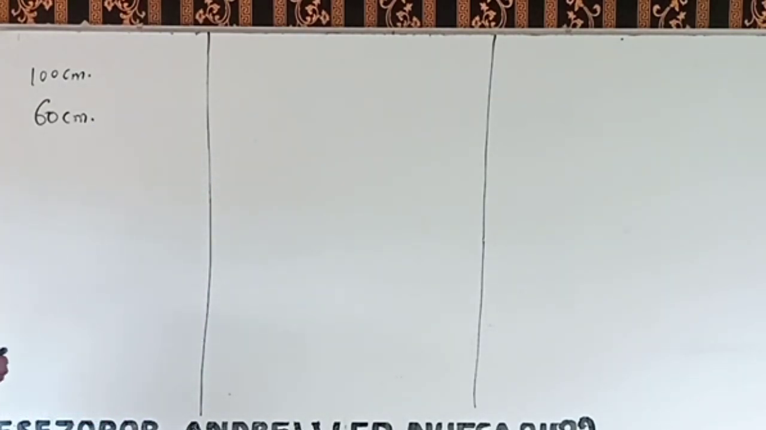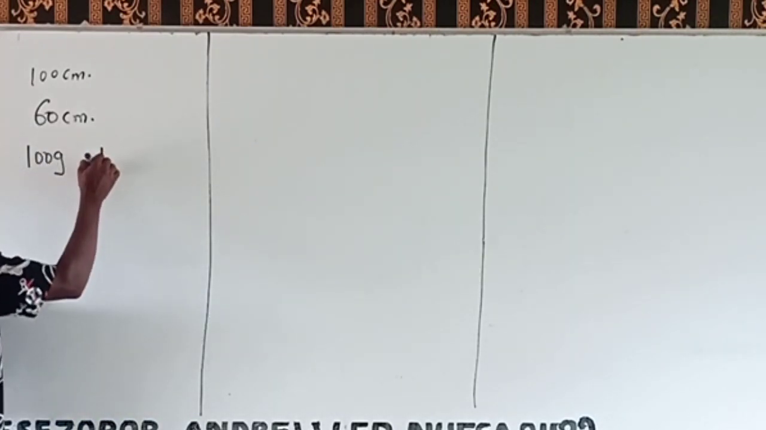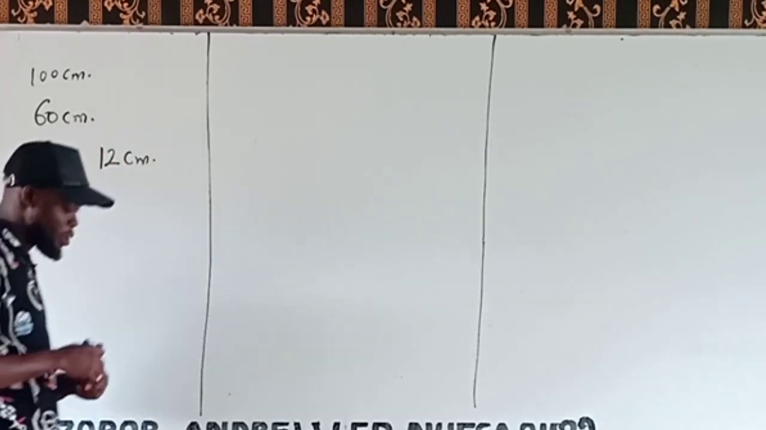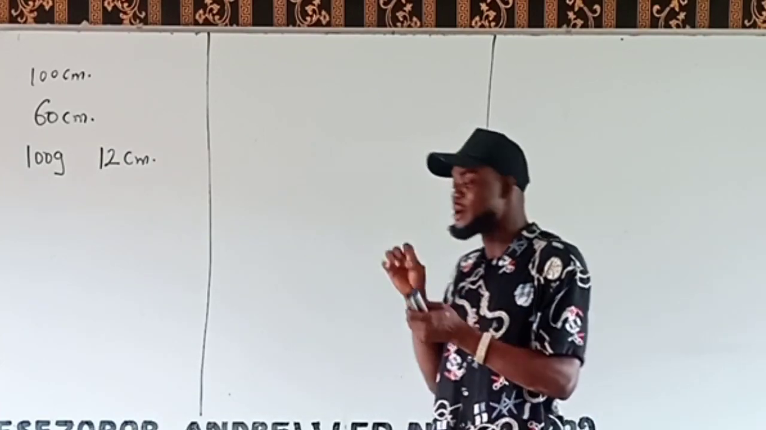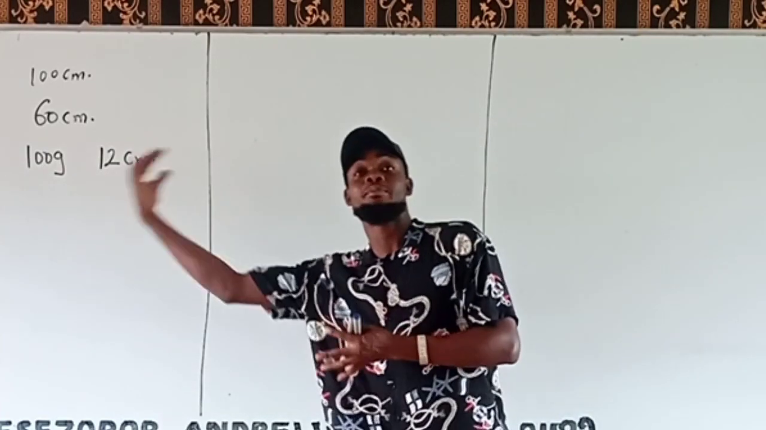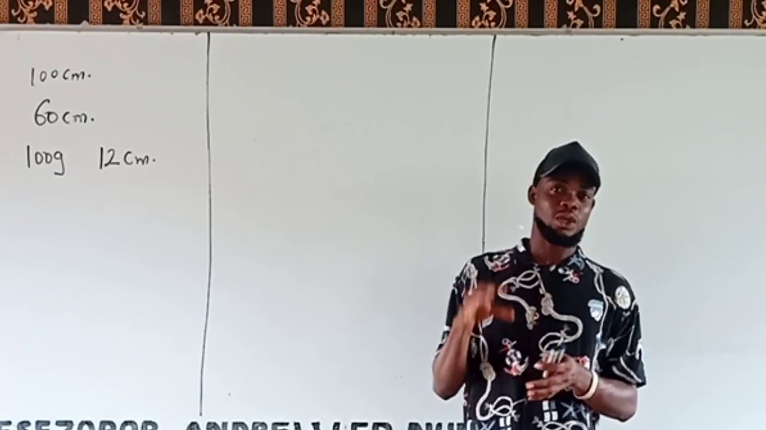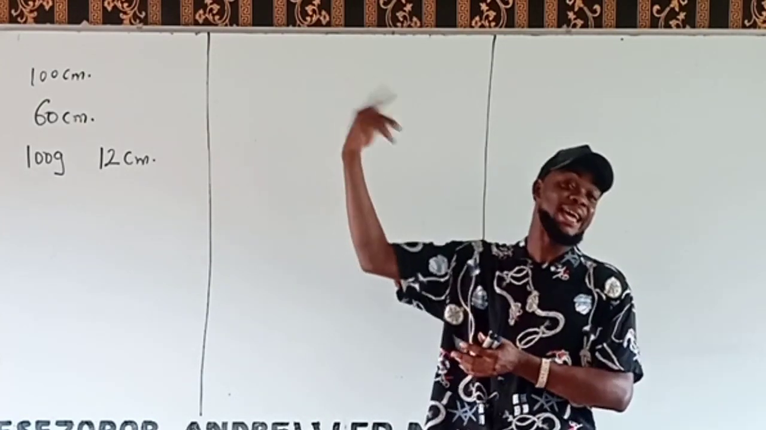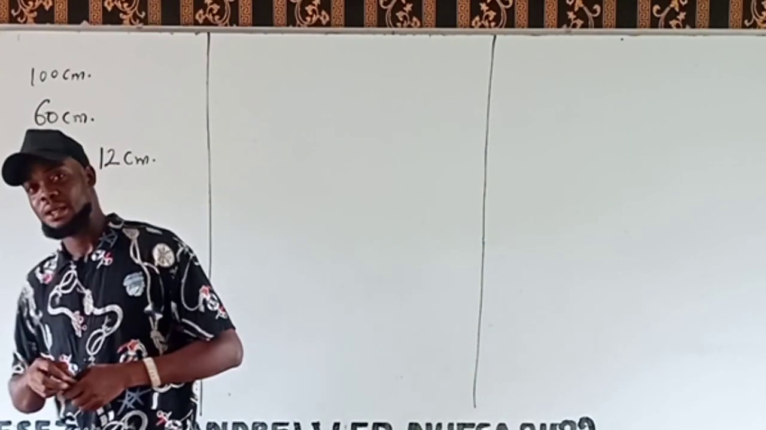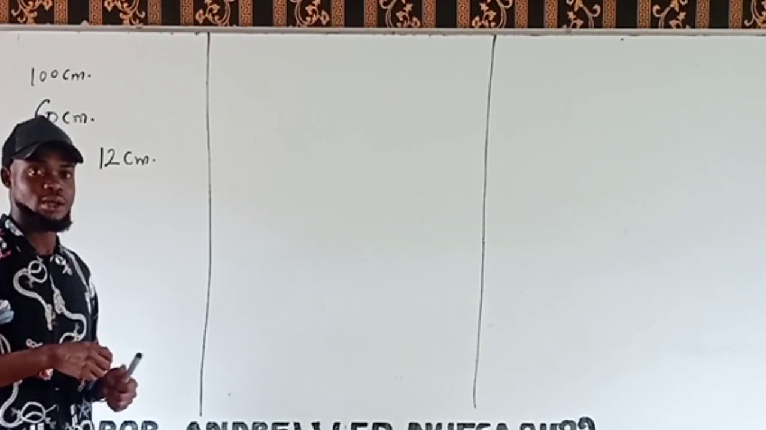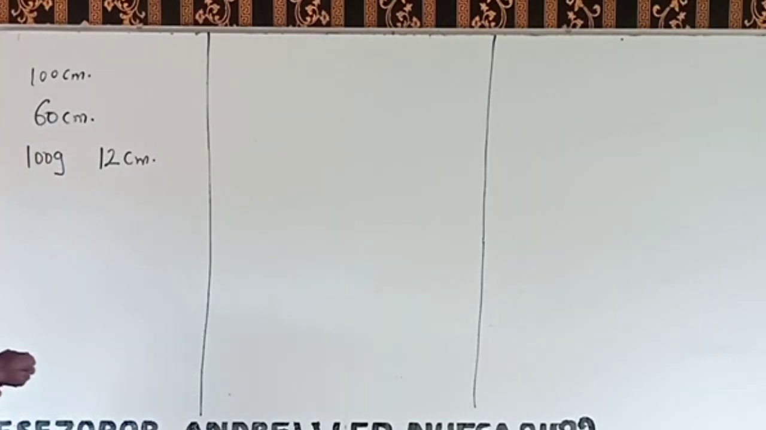It's found to be balanced when a mass of 100 grams was placed at 12 cm mark. When a mass of 100 grams was placed at where? At 12 cm mark from the end. That's what I mean. It was placed at 12 cm mark from the end. Calculate the mass of the meter rule. Calculate the mass of this meter rule.